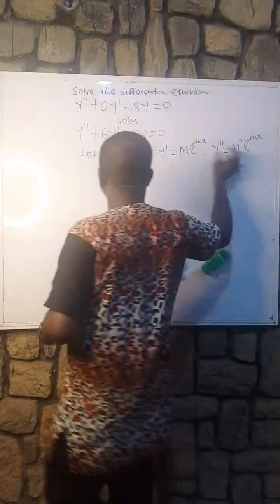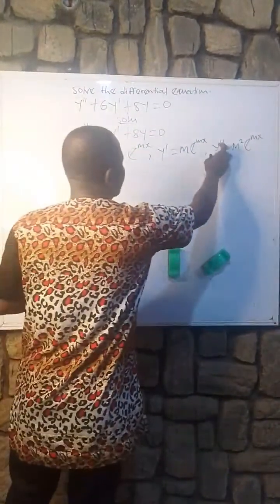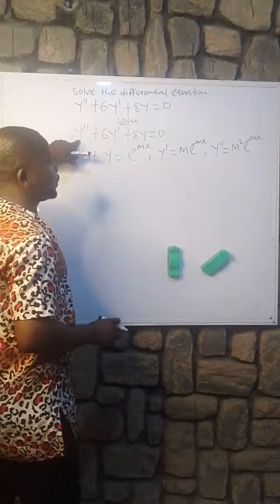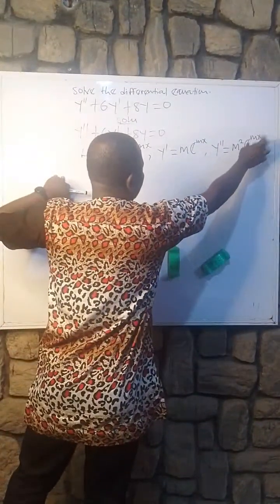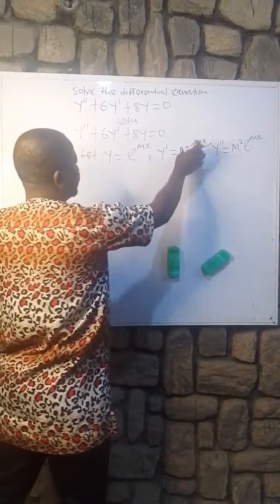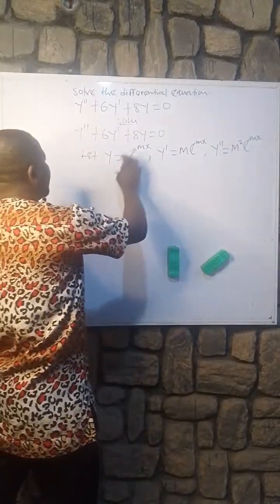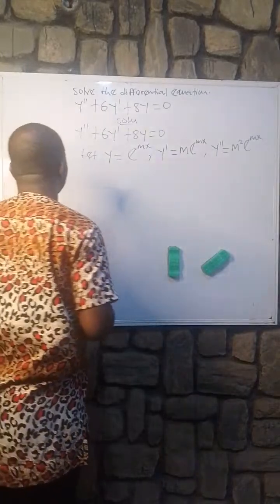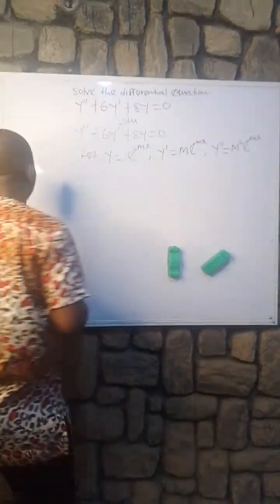So you substitute this here. Anywhere you see y double prime in this differential equation, you write m squared exponential mx, for y prime you write this, and for y you write this. Are you following? Okay.